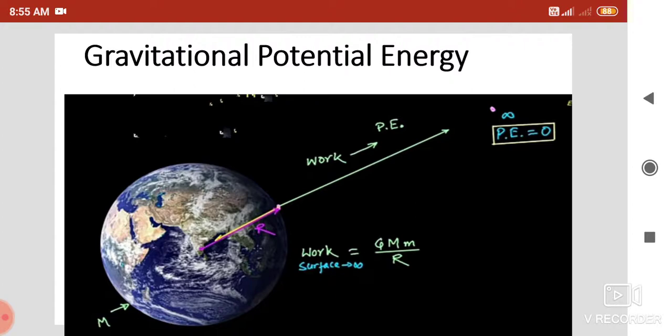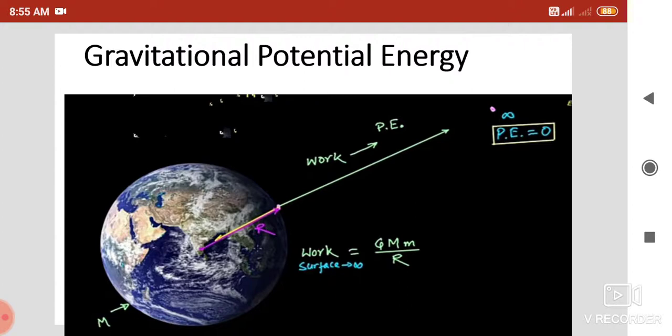Here R means the radius of the planet, and h is the height from the surface of the earth. We have taken the object at infinite height. So h is considered as the height at which the object is placed, so that the gravitational force will be 0.